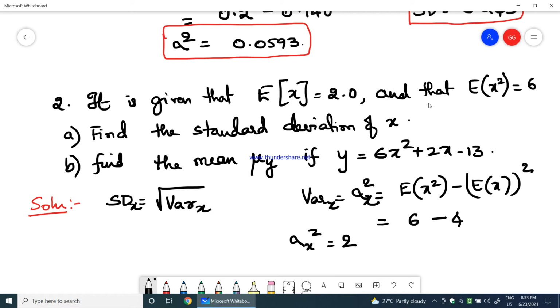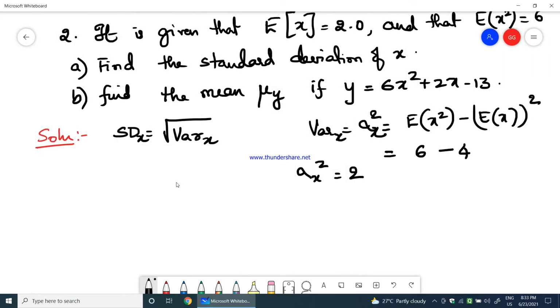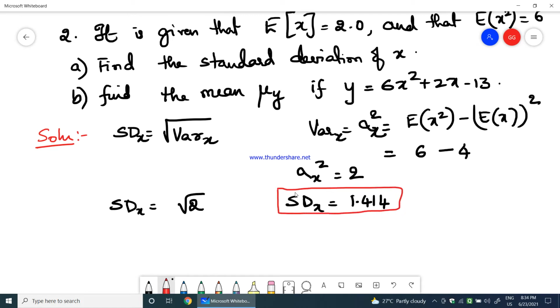Now what is the standard deviation? The standard deviation would be the square root of 2. So the standard deviation of x would be equal to the square root of 2, and we know that the square root of 2 is 1.414. So this is the solution A, which is the standard deviation of random variable x.